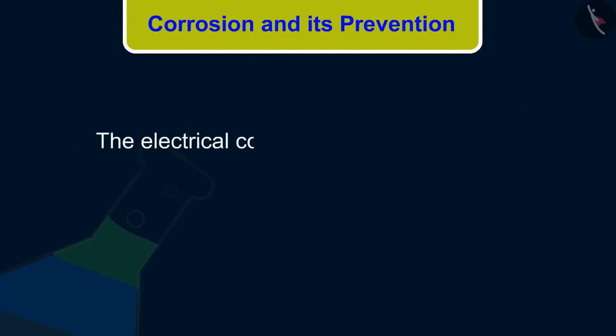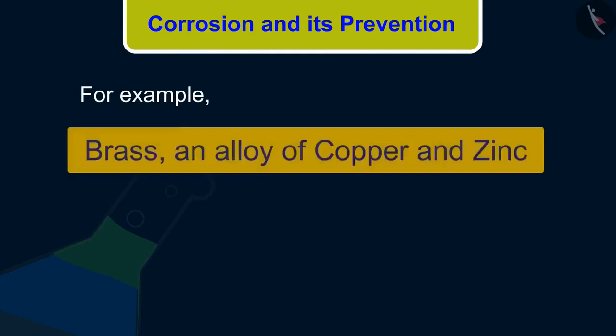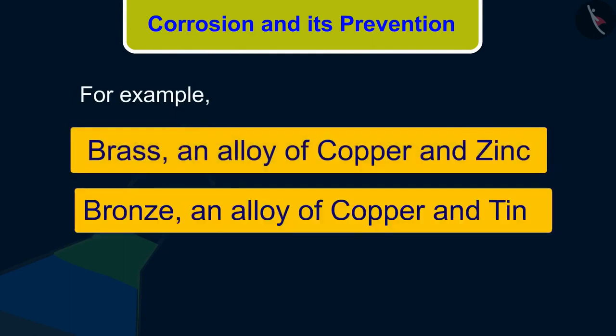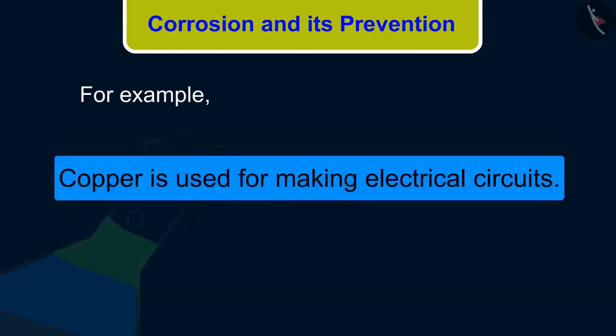The electrical conductivity and melting point of an alloy is less than that of pure metals. For example, brass, an alloy of copper and zinc, and bronze, an alloy of copper and tin, are not good conductors of electricity, whereas copper is used for making electrical circuits.